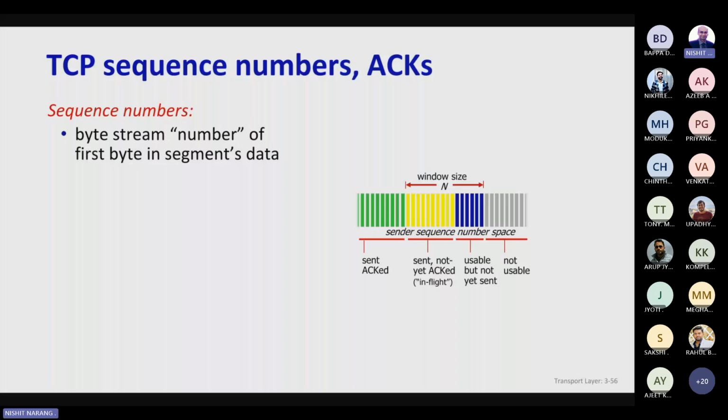Okay, so let's talk a little bit more about TCP sequence numbers and acknowledgements and how they enable in-order reliable delivery, and what is the role of what we call in TCP a sliding window. Yes, it's not for test, it's only for your practice.